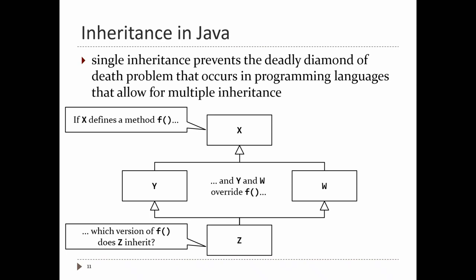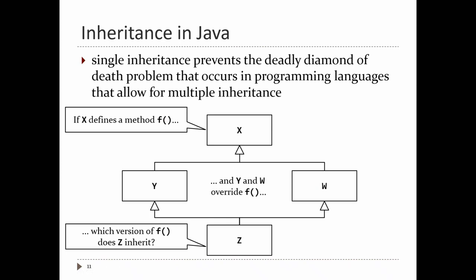If you support what's called multiple inheritance, where a child class can have multiple superclasses, then you run into a problem called the deadly diamond of death, which is a real name. I didn't make it up. You can Google that term and you'll find the Wikipedia page that describes this problem. It's a problem you run into in object-oriented programming languages that support multiple inheritance. Here we've got a class X. X might have a method called F, and that means Y and W both inherit X's F method.